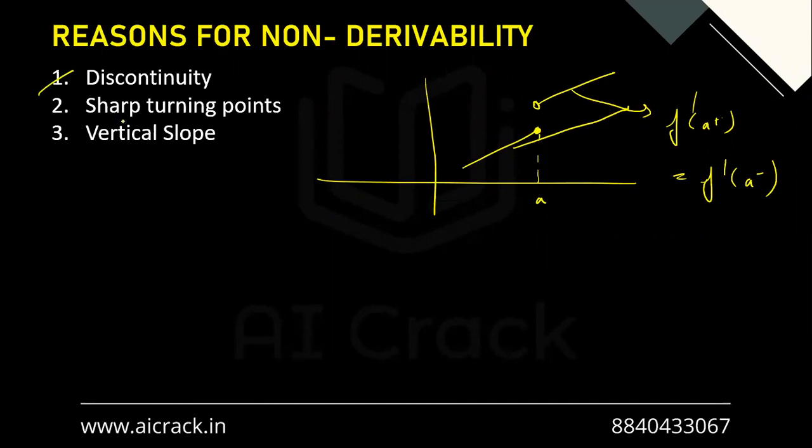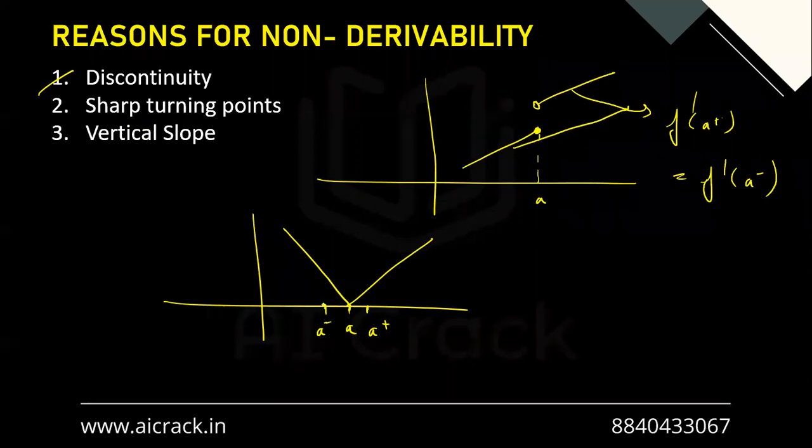Now, as we discussed recently about the mod ln(x) graph, the second reason is sharp turning points. So what is happening over here? Let's say we have a graph like this. Let's say this point is A, in the right vicinity of A, that is A plus, and in the left vicinity of A, that is A minus. You can clearly see that f dash A plus would be some positive value, and f dash A minus would be some negative value. So both of these terms are not equal, and that can happen at any sharp edge.